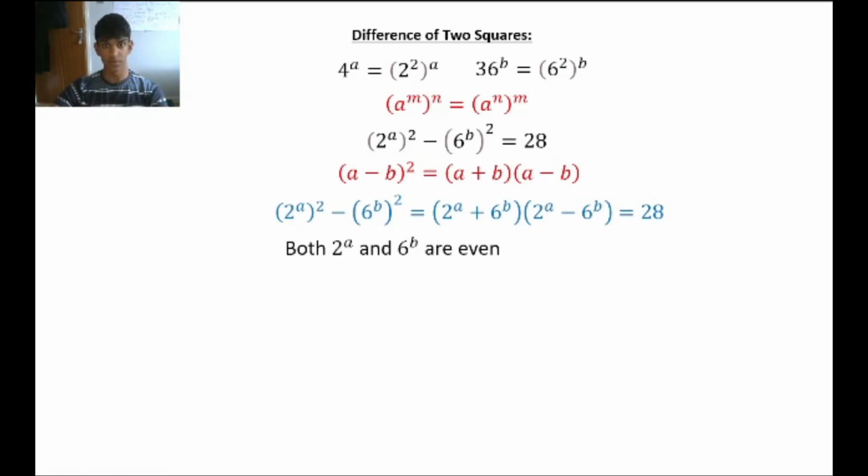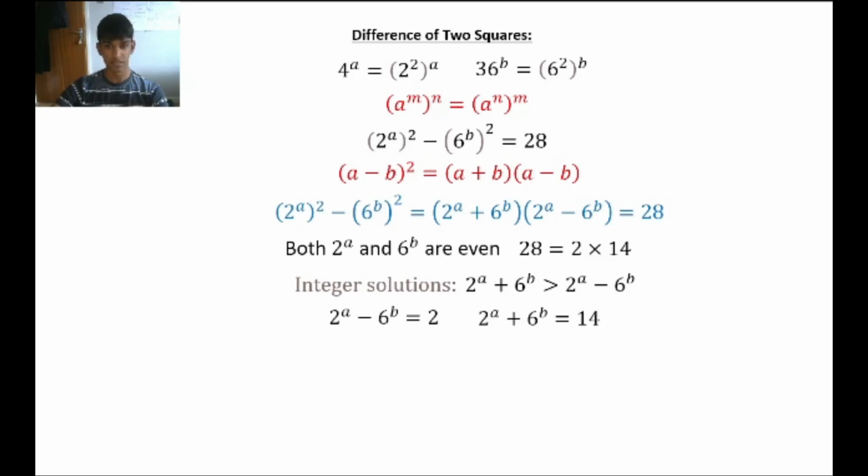So we know that both 2 to the power of a and 6 to the power of b are even numbers because the bases are even, and there's no way to get an odd number if we have any different power. And so the only two values that are even and multiply to 28 are 2 and 14. Because we're looking at integer solutions, the addition side of the multiplication must be larger than the subtraction side, because the values we have can only be from 0 and above.